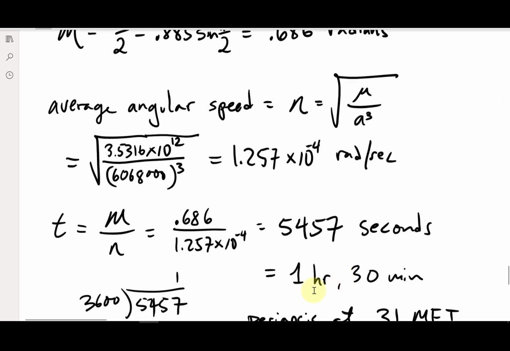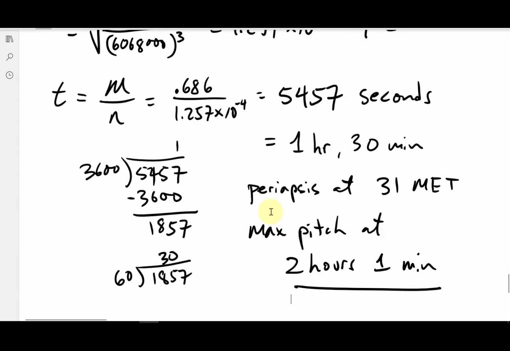So that's about an hour and 30 minutes. So we had passed the periapsis at 31 minutes of mission elapsed time. So if I add on another hour and 30 minutes, I can expect the max pitch to occur at 2 hours and 1 minute in the game. So now let's see if that really works out.